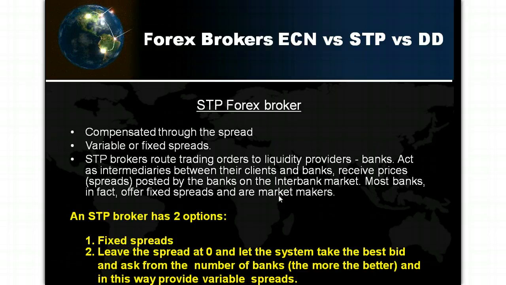So an STP broker has two options. They can either provide you with a fixed spread, or they can leave the spread at zero and let the system take the best bid-ask from the number of banks that are provided. In this way, they can provide you with the variable spreads that you see. So that's STP brokers.